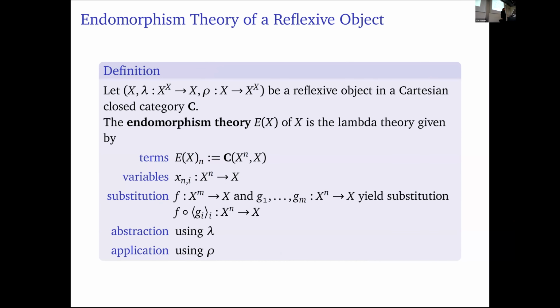Given a reflexive object in a Cartesian closed category, we can construct an endomorphism theory from this reflexive object. The terms of the theory are sort of given by morphisms into the object from x to the n to x. The variables are simply the projections. Substitution is just playing around with products, really. And abstraction and application can be constructed from the lambda and the rho that we have as part of our reflexive object. The details are not so important.